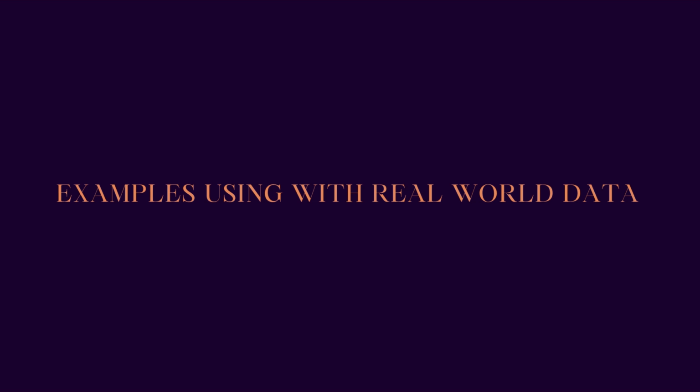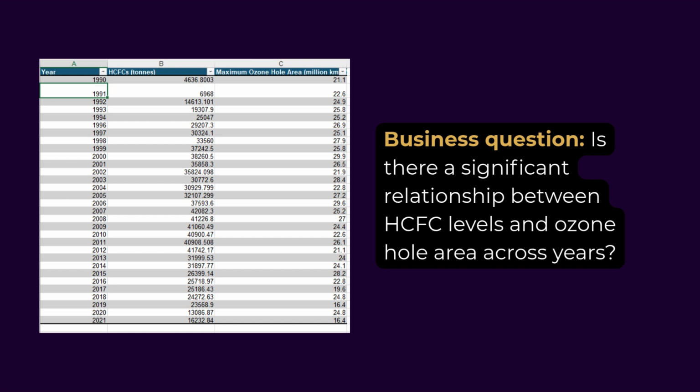For better understanding, I have prepared three examples of business questions using real-world data, and we can solve them together using Excel. As you can see, I've collected the data of the amount of HCFC that humans have emitted into the air from 1990 to 2021 each year, and the maximum ozone hole each year, which is in the unit of million square kilometers.